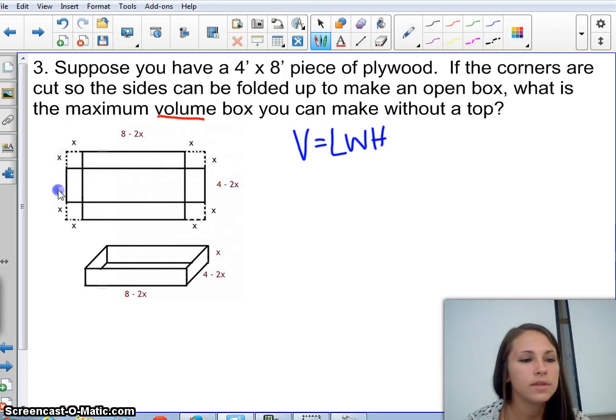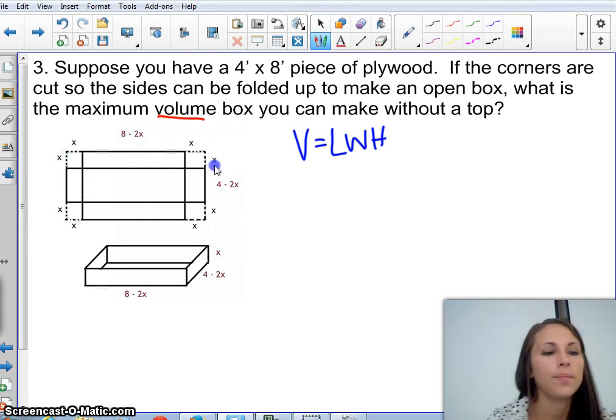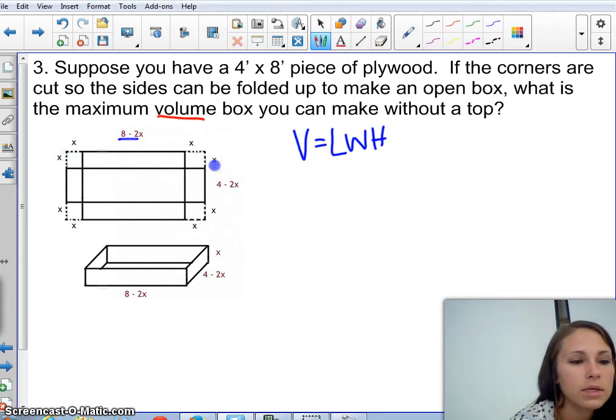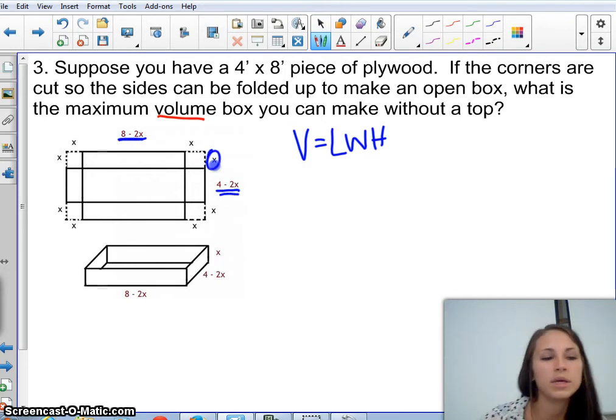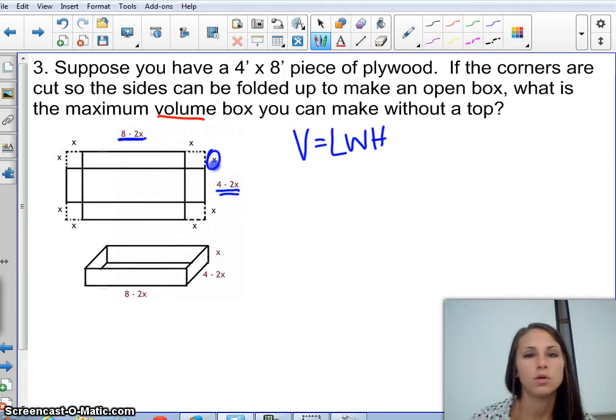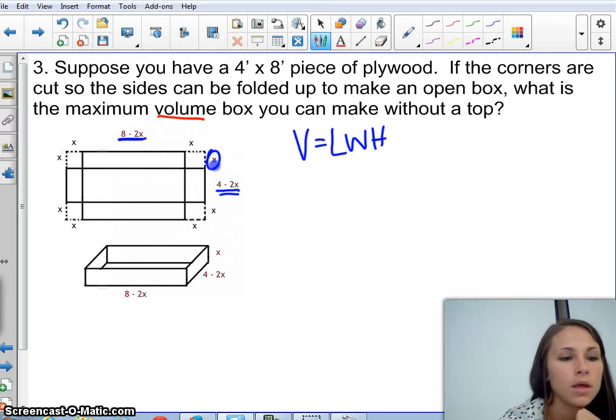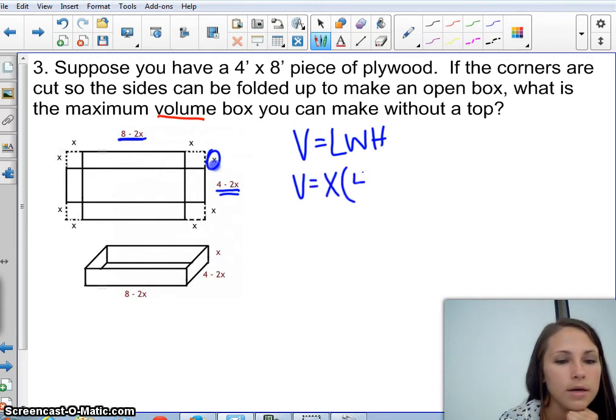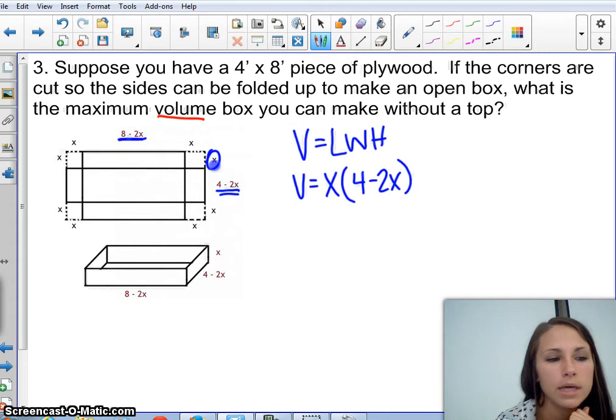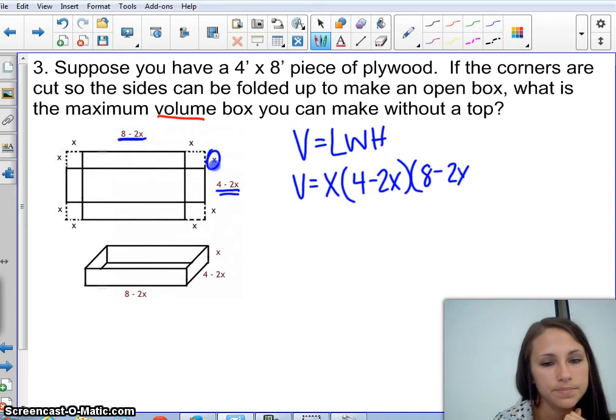Now, they've got this picture labeled for us already, so we know that we're cutting off some side length x on this one. The way that I'm going to set this up is this is going to be my length, this is going to be my width, and then the x will end up being the height once we fold up those corners of the box. So the volume is going to equal x times 4 minus 2x times 8 minus 2x.